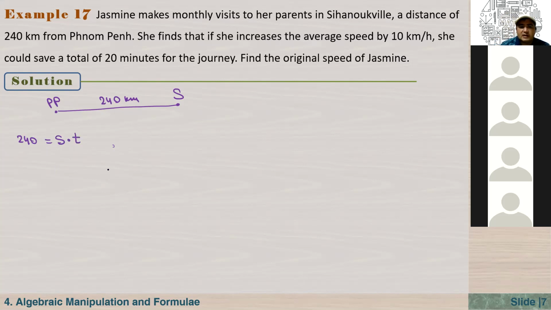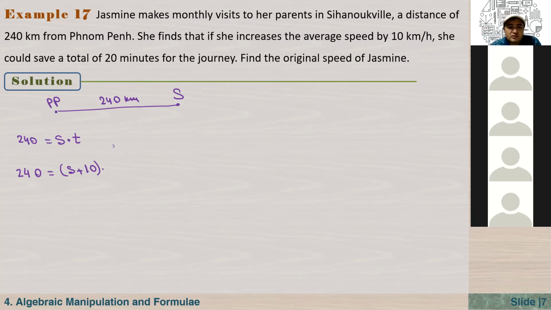Now, in the second case, she increases the average speed by 10, so the distance remains unchanged, right? We are just changing the speed, increasing it by 10 kilometers per hour. We know that speed and time are inversely proportional, right? If you increase the speed, it takes less time. If you decrease your speed, you're walking slowly, so it takes more time.